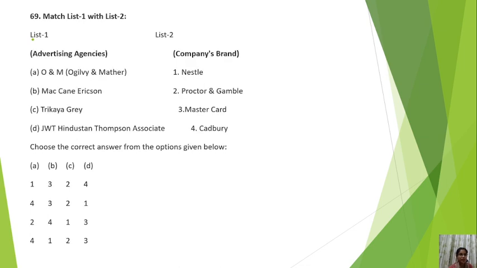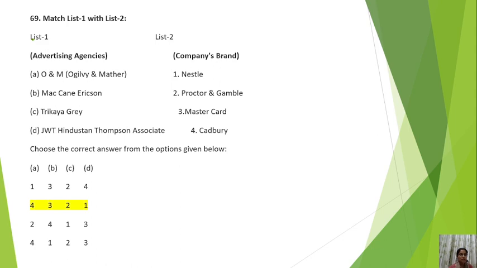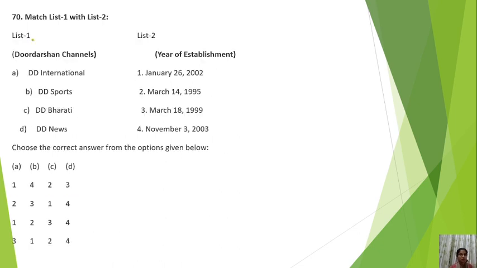Next, match the advertising agencies with the company's brand. The agencies are associated with which company's brand? Ogilvy and Mather, McCann Erickson, Trikaya Gray, JWT Hindustan Thompson Associates. If you have read an advertising book, you may find these names. So the correct answer is Ogilvy and Mather with Cadbury, McCann Erickson with MasterCard, Trikaya Gray with Procter and Gamble, and JWT Hindustan Thompson with Nestle.